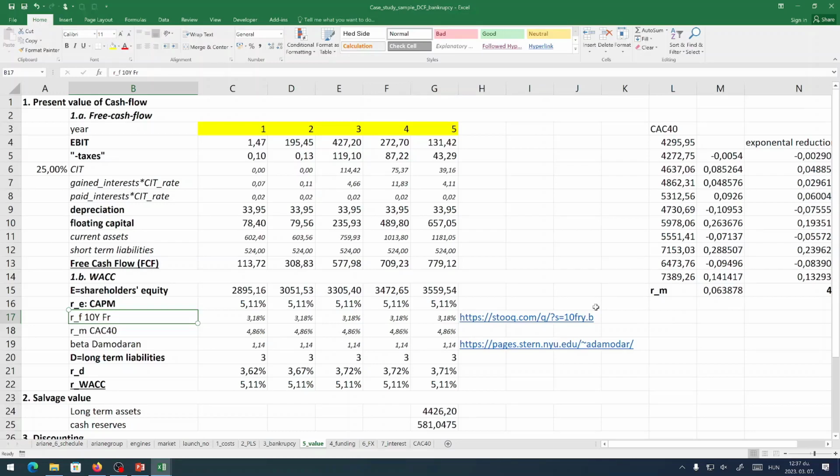So the covariance of the Airbus space with the French stock market divided by the variance of the French market itself. And in this case, since we don't have such data, we can use the industry average. So if we are looking at the launch market, what is the average beta for such companies?